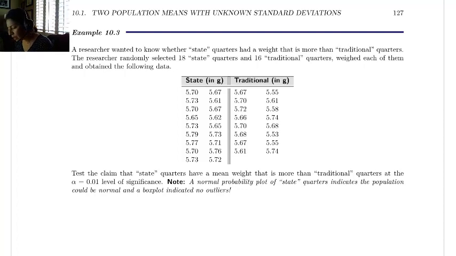Okay, so a researcher wanted to know whether state quarters had a weight that is more than traditional quarters. The researcher randomly selects 18 state quarters and 16 traditional quarters, weighed each of them, and obtained the following data. Test the claim that state quarters have a mean weight that is more than traditional quarters at the 0.01 level of significance.